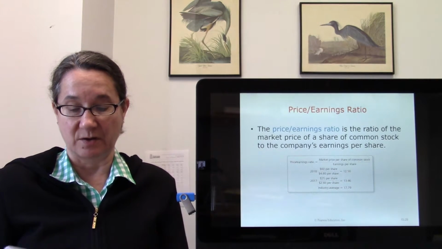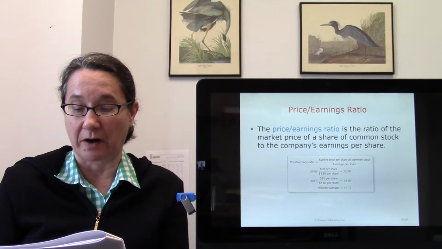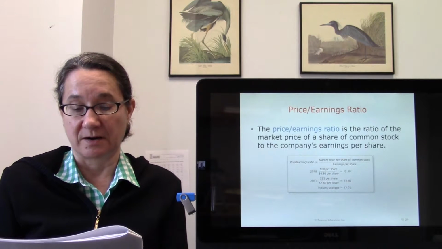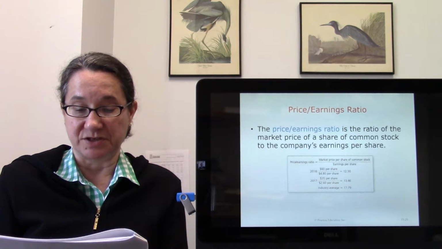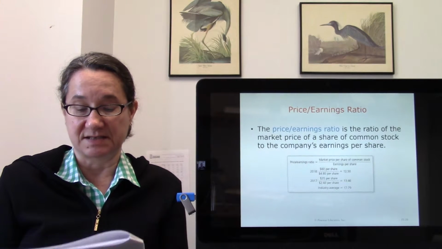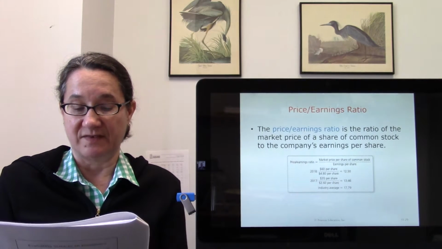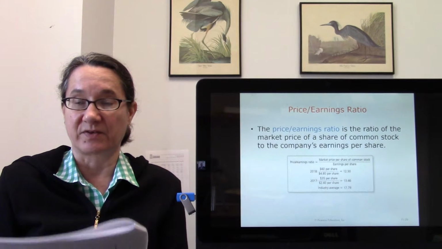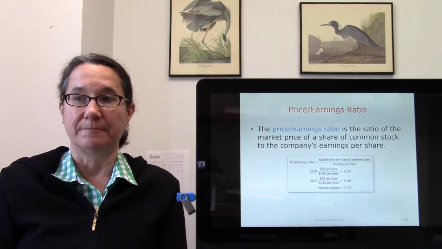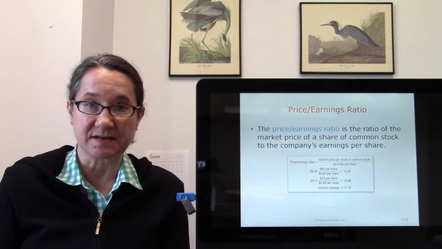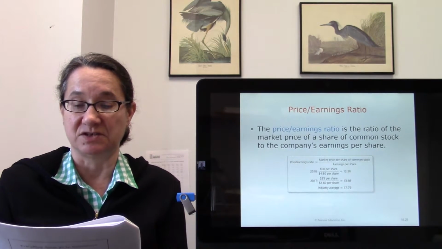So PE ratio is equal to market price per share divided by earnings per share. This ratio, abbreviated PE ratio, appears in many print and online stock listings and measures the value that the stock market places on earnings. So if you were to look up stock prices, a lot of times next to the stock prices they'll just have the PE ratio there.